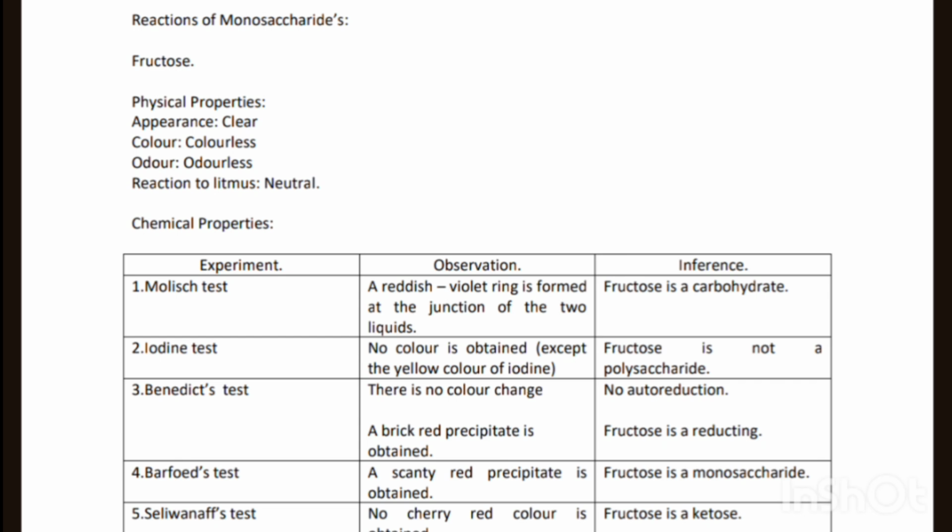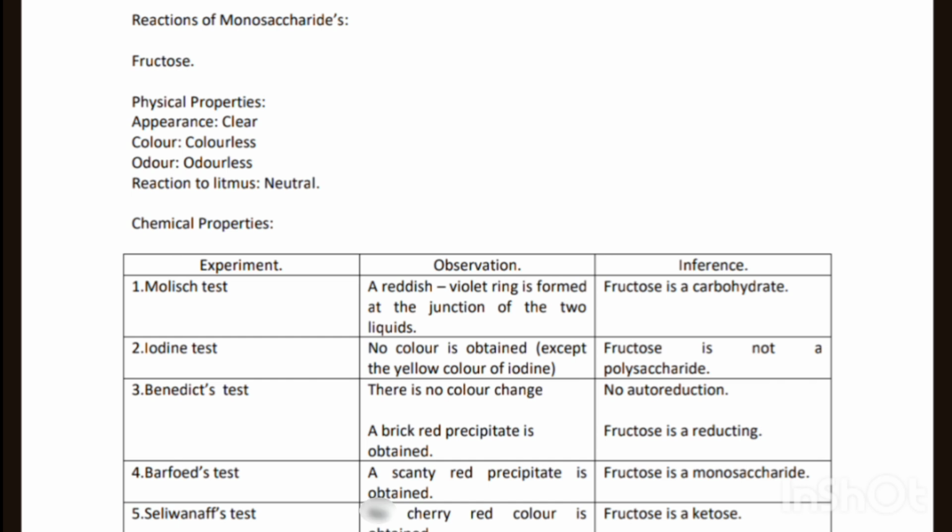Coming to the next sugar, that is fructose. Again, physical properties same as glucose: clear, colorless, odorless, neutral. Molisch test positive because fructose is a carbohydrate. Iodine test negative, only yellow color remains because it is not a polysaccharide. Benedict's test, again first no color change, no auto reduction. Then a brick red precipitate is obtained because fructose is a reducing sugar. Coming to Barfoed's test, you will find scanty red precipitate which is sticking to the test tube, because fructose is a monosaccharide.